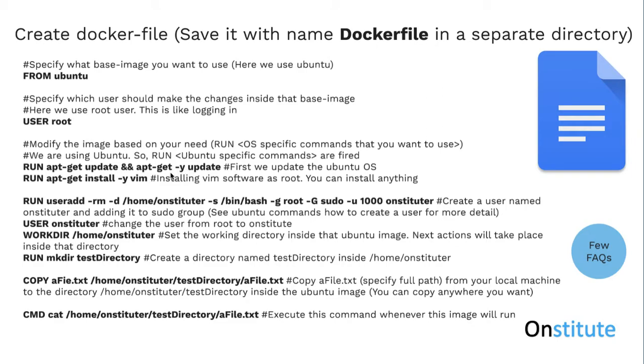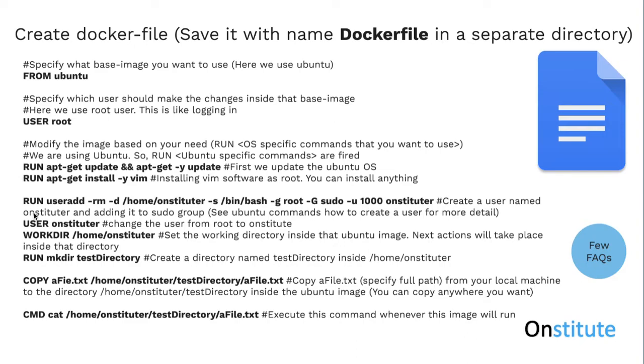For example, the first one, we are updating the Ubuntu operating system, that is RUN followed by the Ubuntu specific update command, that is apt-get -y update. Next, we would like to install the Vim software, which is basically an editor, as root. The corresponding command in Ubuntu is apt-get install -y vim, and here this command is just preceded with this RUN Docker command.